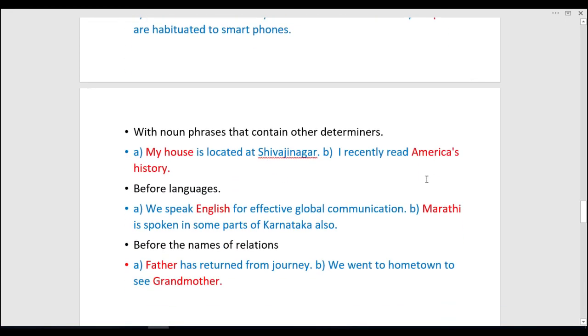Next rule for omission of the, with noun phrases that contain other determiners. If we have used other determiners next to the noun phrase, we omit the. For example, house, this is a noun phrase. See, my house, we have used my, so we have dropped the. My house is located at Shivaji Nagar. Next, I recently read America's history, we have used America's history, so we have omitted the.